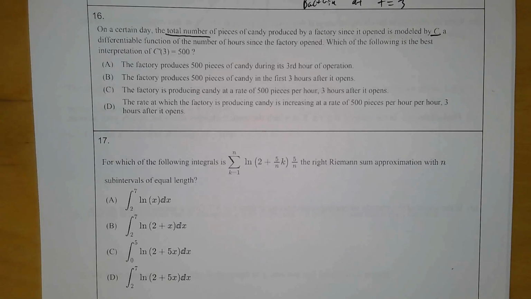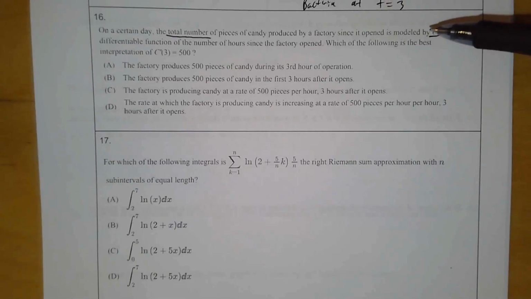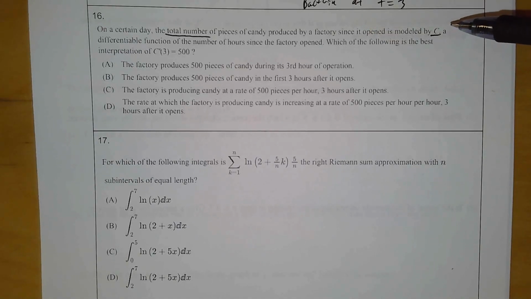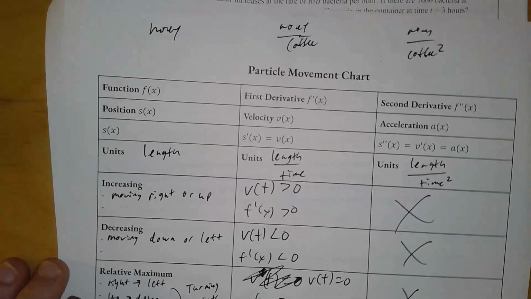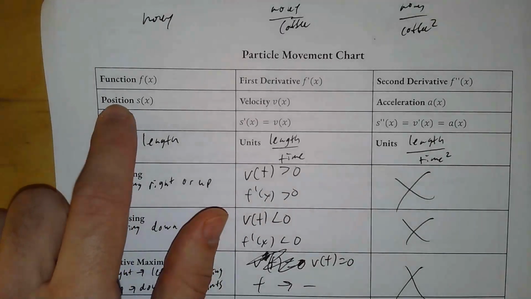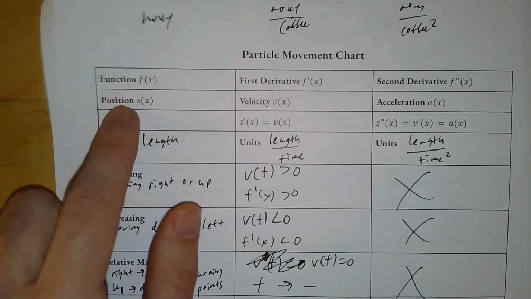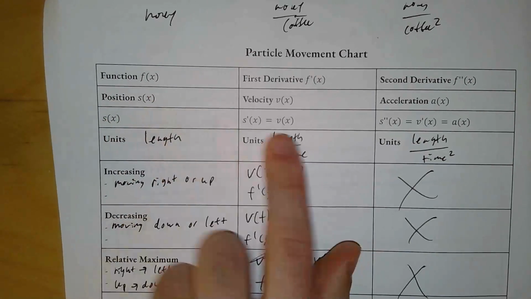Additional function of the number of hours since the factory opened. Which of the following is the best interpretation of C prime of 3 equals 500? Okay, so this C is giving me the total at a specific point. This is analogous to S of x, the position. Essentially, you're looking at the position and taking the derivative.